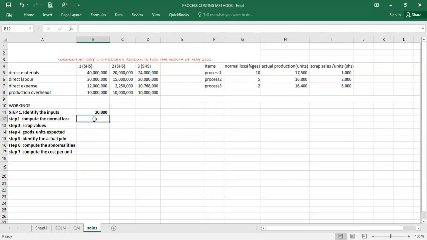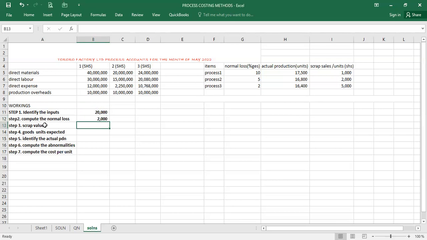They told us that the normal loss in process 1 was 10%. So it will be equal sign 10% of the input. Why are we saying the input? Because you can't get a normal loss on the output. A normal loss is always on the input, because that's where we suspect that we may lose this within the process.